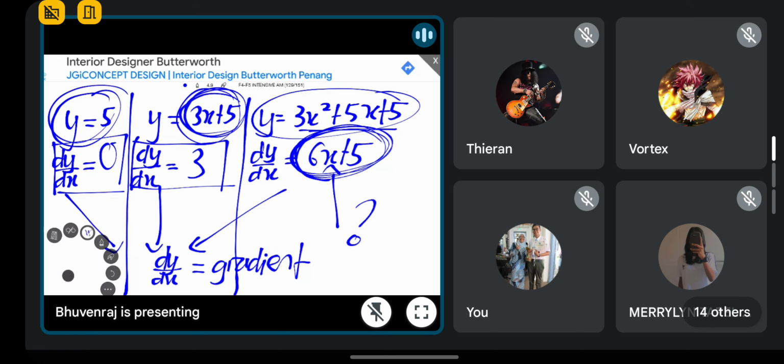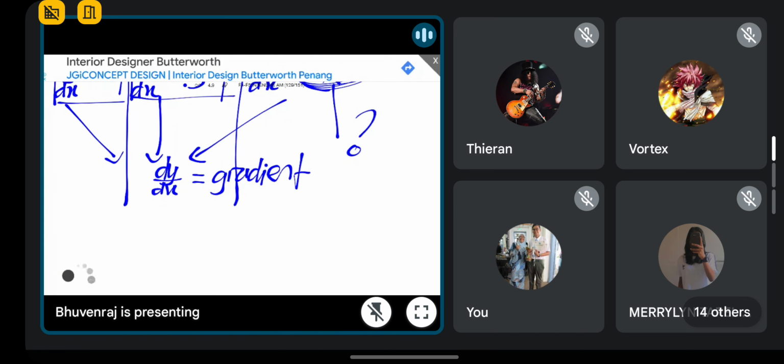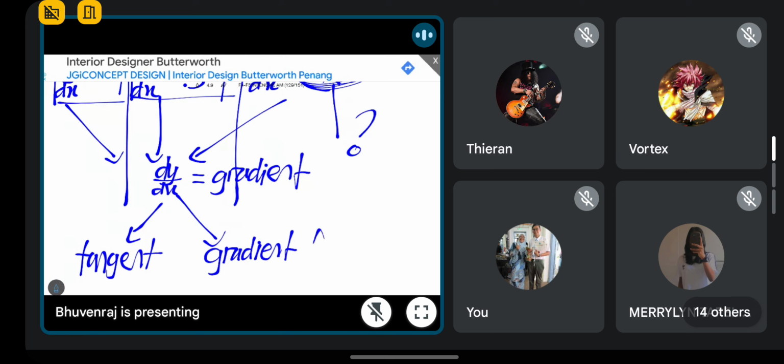Okay, and also another thing I want to highlight to you guys. What is the keyword you all must look for dy over dx? Kadang-kadang soalan akan bagi tahu keyword macam ni. Tangent. Tangent means dy over dx. Okay, guys? Another keyword, if you all see before. Gradient function. Yang ni sangat penting, guys. Very important. Fungsi kecerunan.